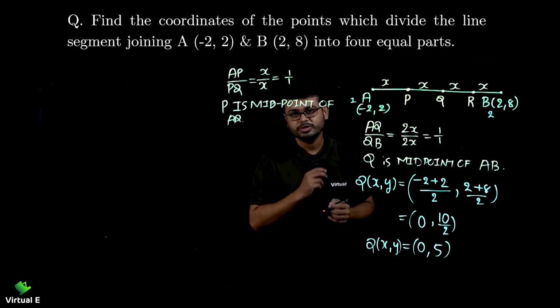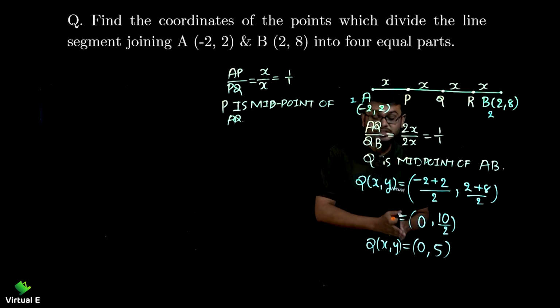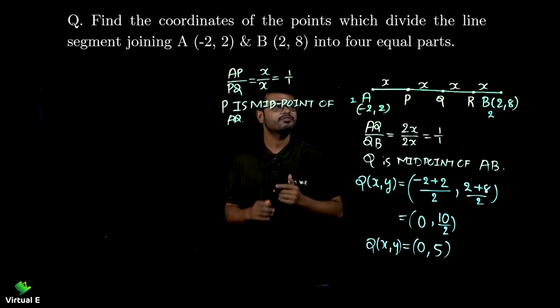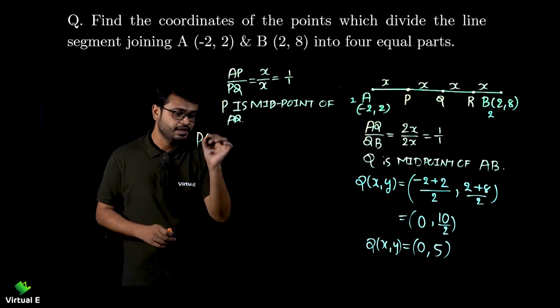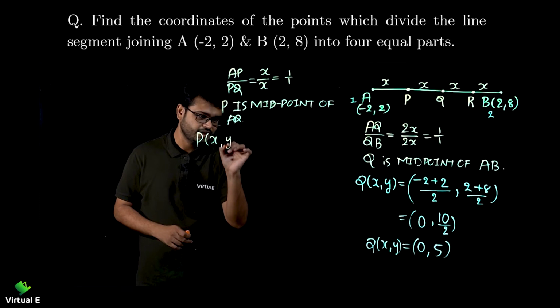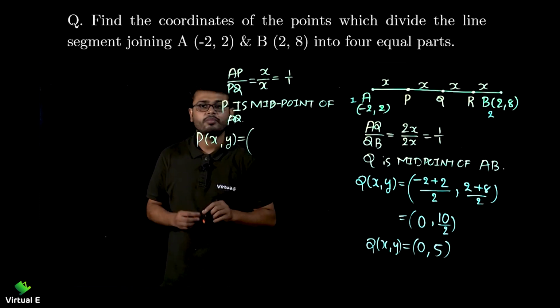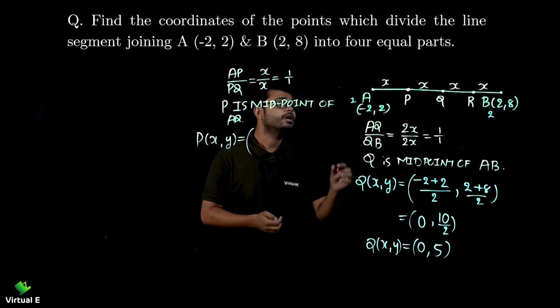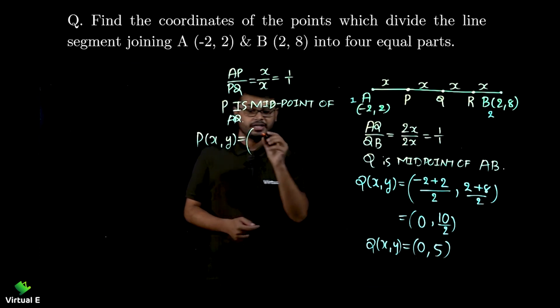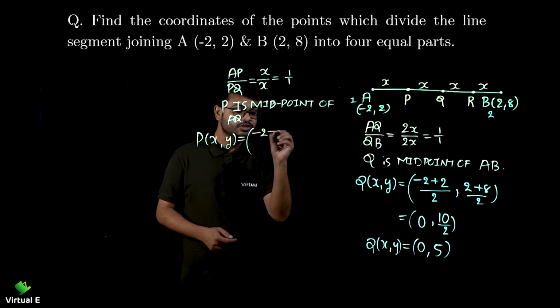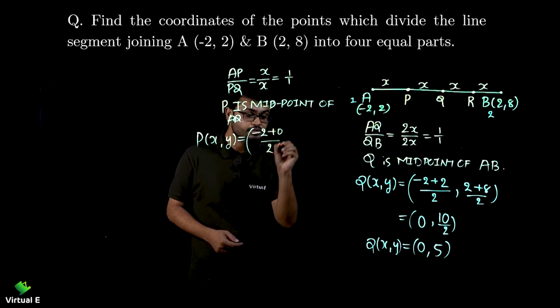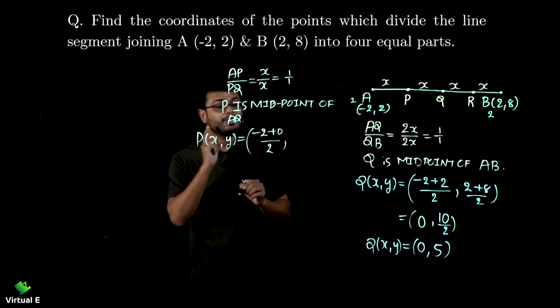Yes, it is given in the question. We found the coordinates of Q as well. So it is easy to find the value of P. Now let's find the value of P. Here P(X, Y) is equal to the midpoint formula. First of all, let's take the coordinates of A, which is -2. Then the coordinates of Q, which is 0. So (-2 plus 0) divided by 2. Midpoint formula, divide by 2.